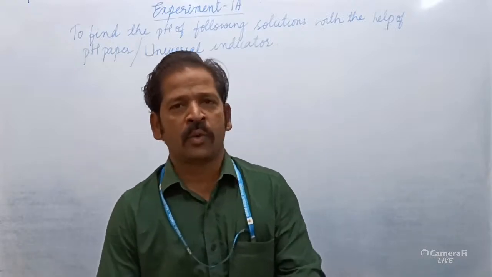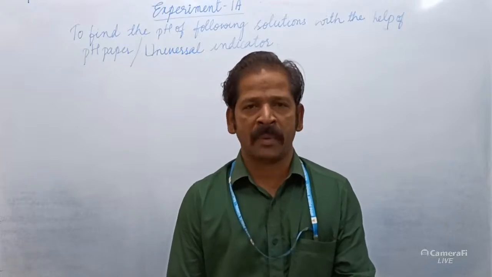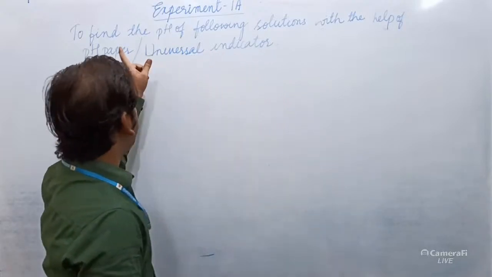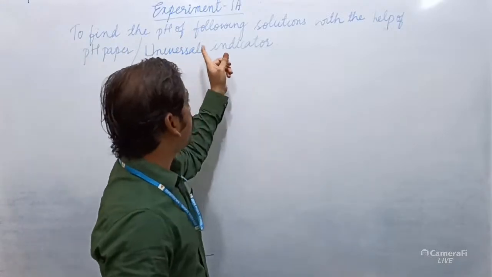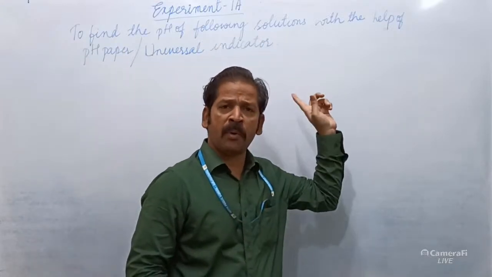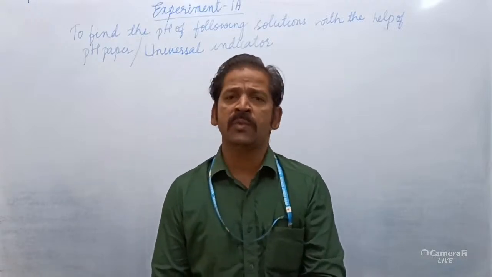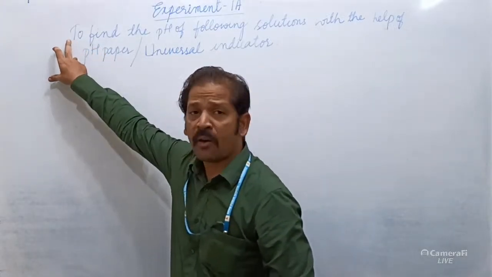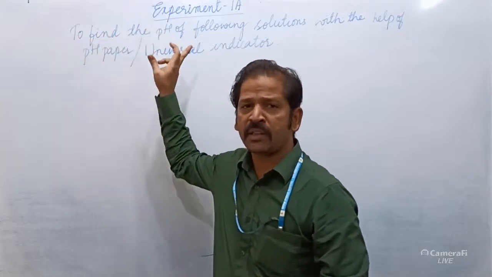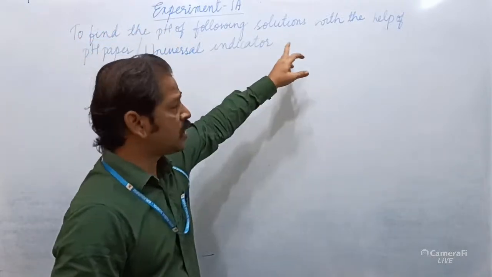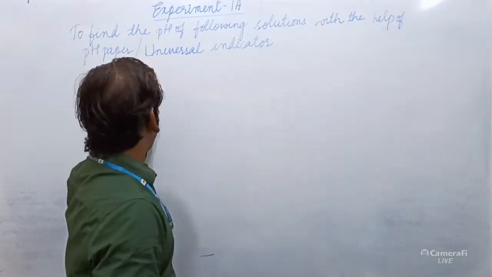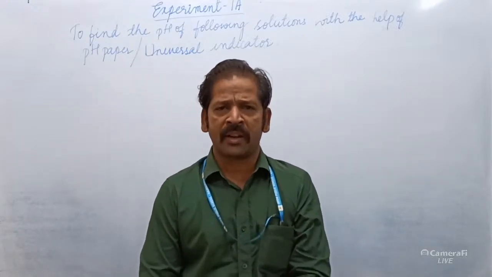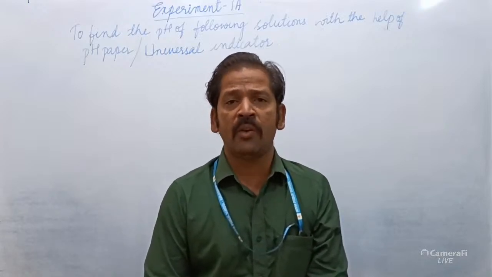Good morning, students. Today we are going to start with the first experiment, experiment number 1A, to find the pH value of the following solutions with the help of pH paper or universal indicator. I repeat, the aim of the experiment is to find the pH of the following solutions with the help of pH paper or universal indicator. Which are those solutions to identify? The first solution is dilute hydrochloric acid.